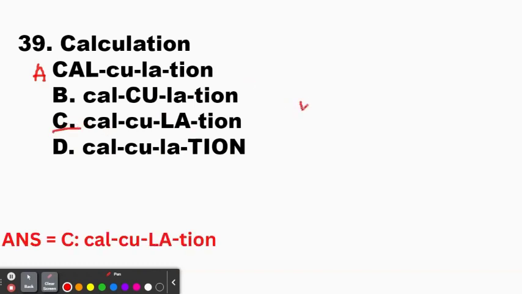And again, the rule to be applied is words ending in ION. Okay, so always remember polysyllabic words ending in ION, stress is placed on the second syllable from the end of the word. So here is the second syllable. This is the third syllable. This is the fourth syllable from the end of the word. 1, 2, 3, 4. So we place stress on the second syllable from the end of the word. We are applying one of the rules we earlier saw. So that gives you this as the correct option, calculation.